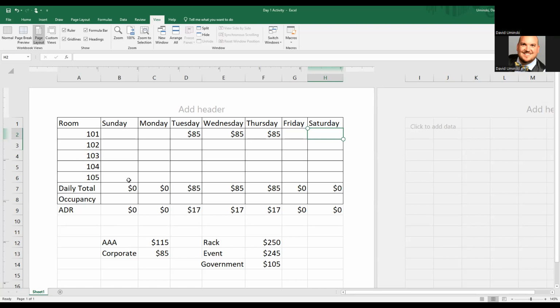The corporate rate, this is the next one. The corporate rate, check in Tuesday for 5 nights. Yep. So this is a different reservation. The corporate rate, checking in on Tuesday for 5 nights.